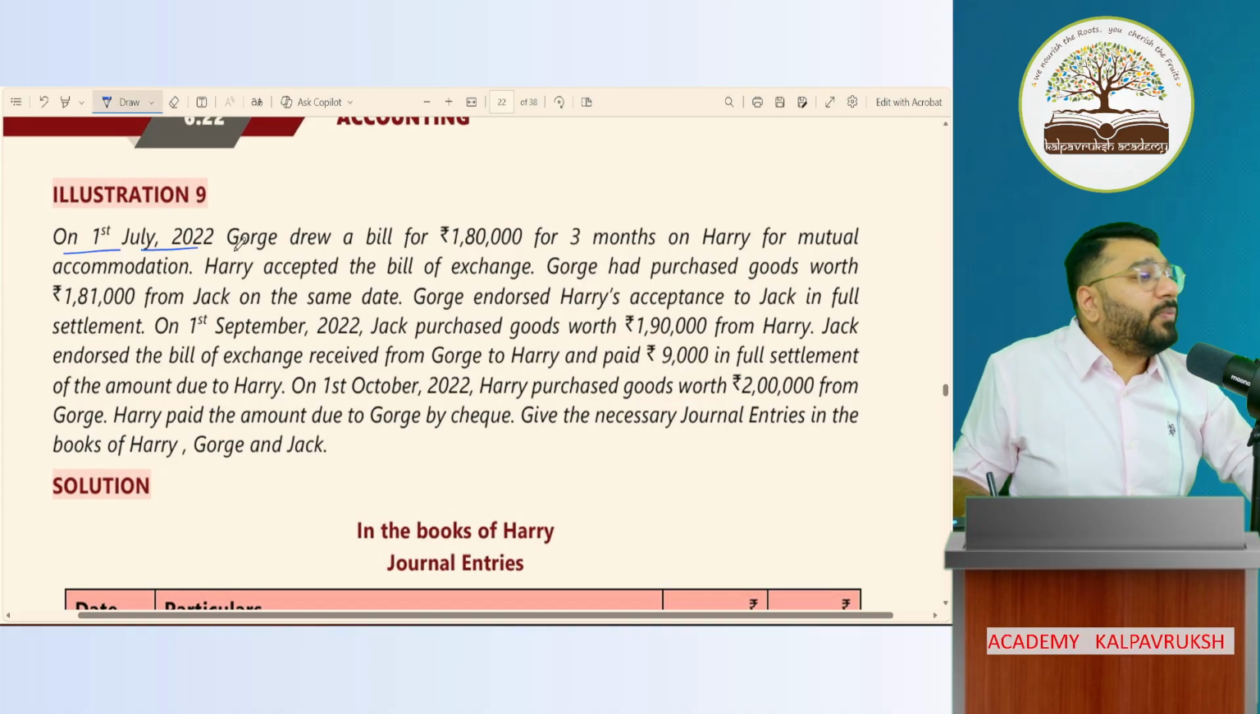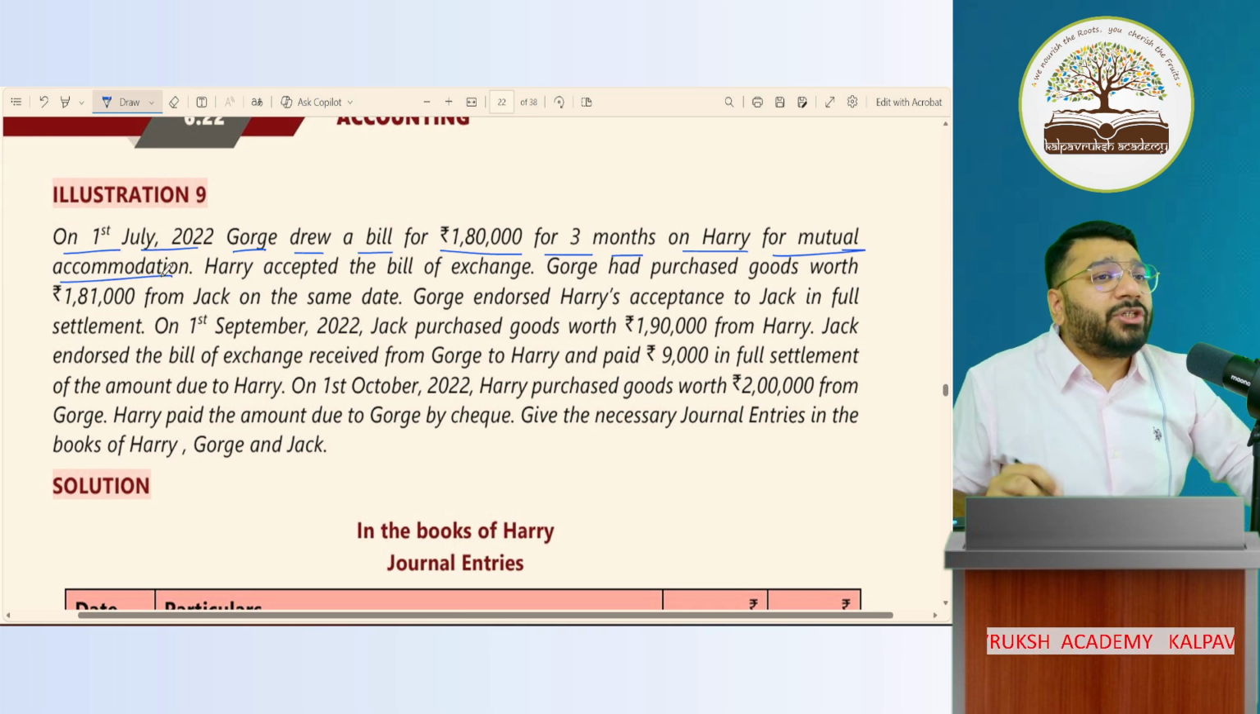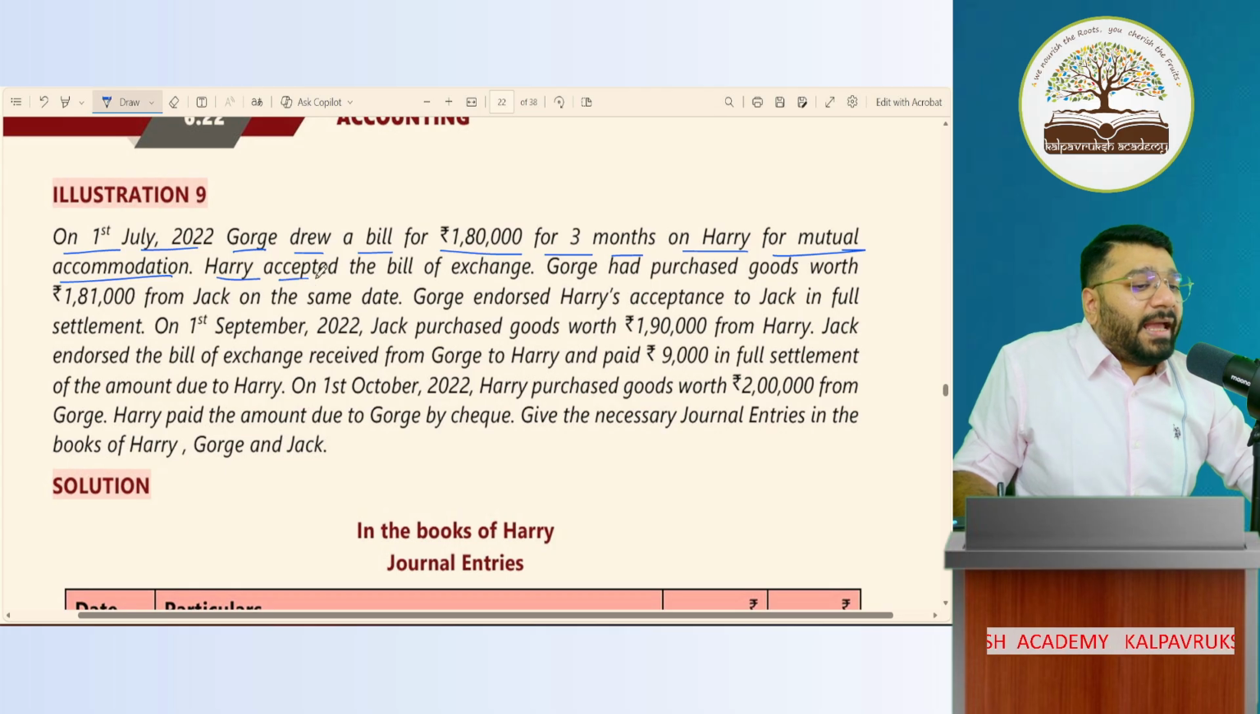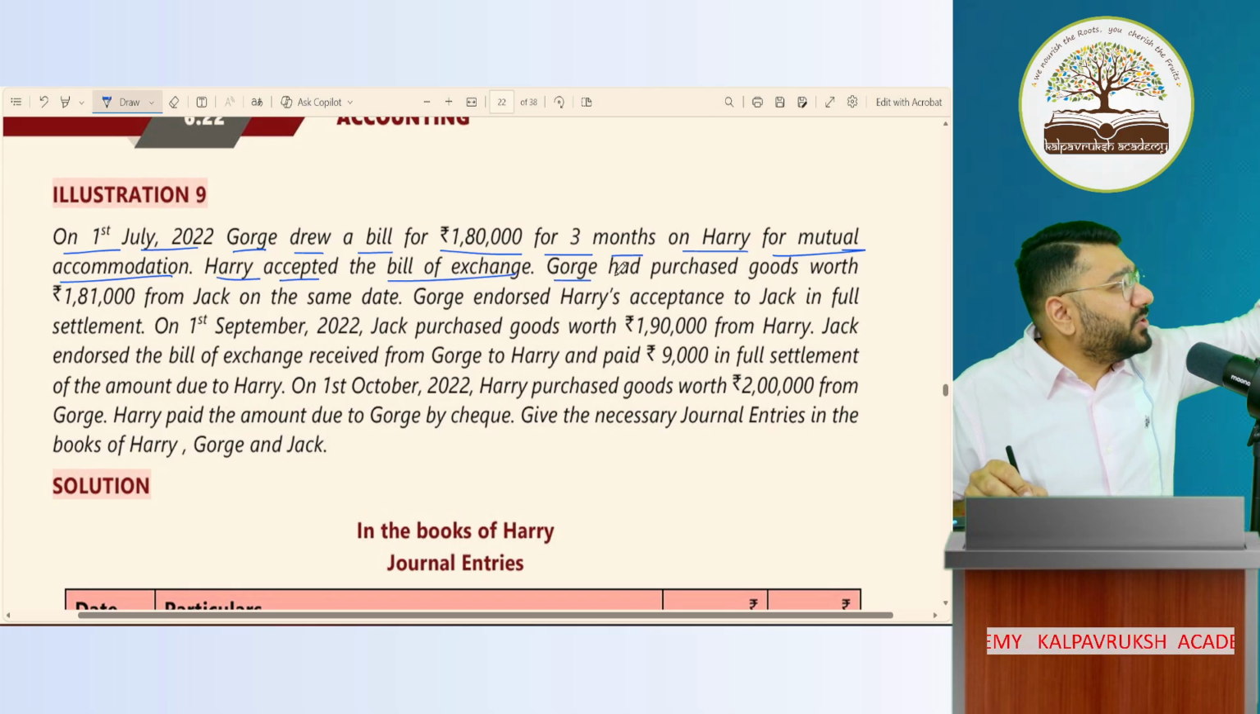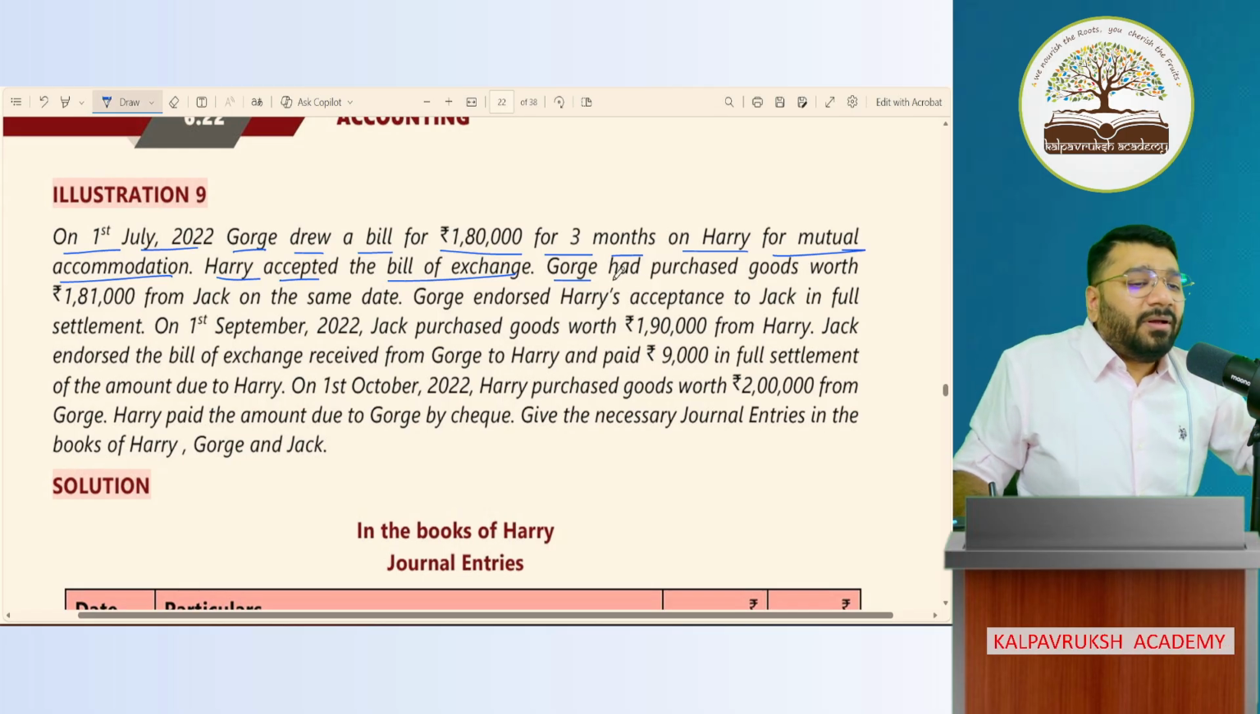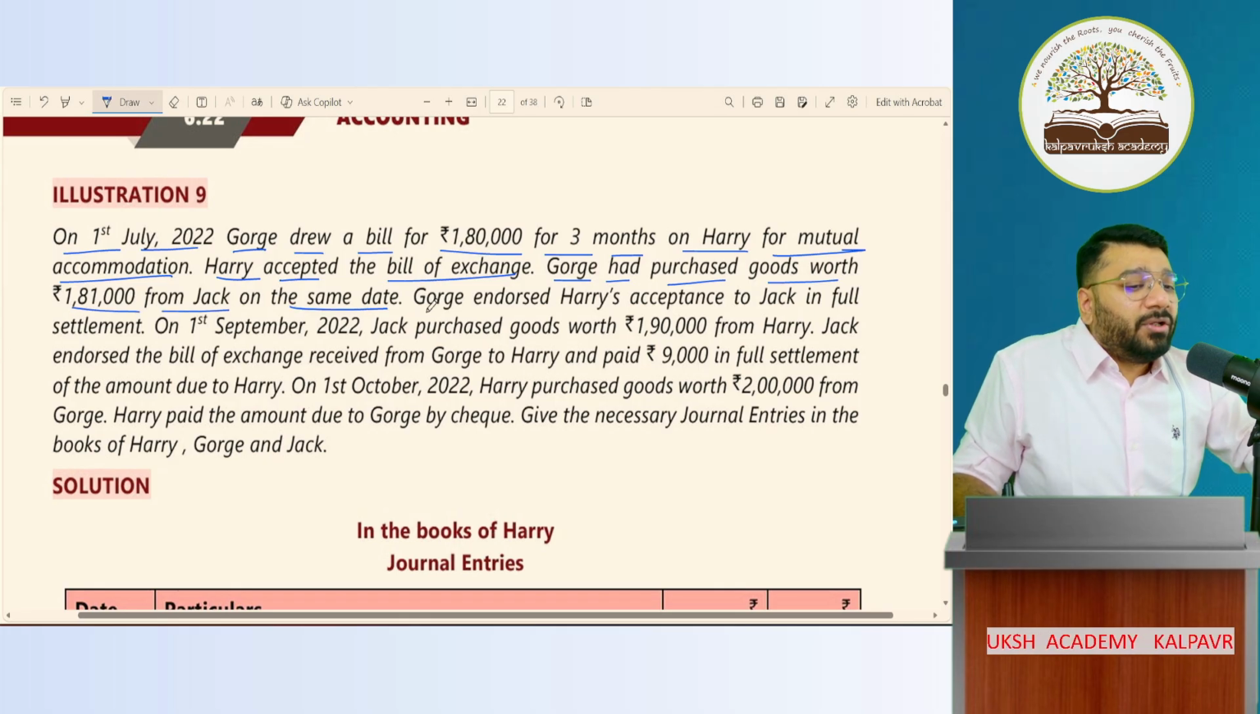On 1st July 2022, George drew a bill of 180 for 3 months on Harry for mutual accommodation. What is mutual accommodation? To help each other. Harry accepted the bill of exchange. George had purchased goods worth 181 from Jack on the same date. George endorsed Harry's acceptance to Jack in full settlement.